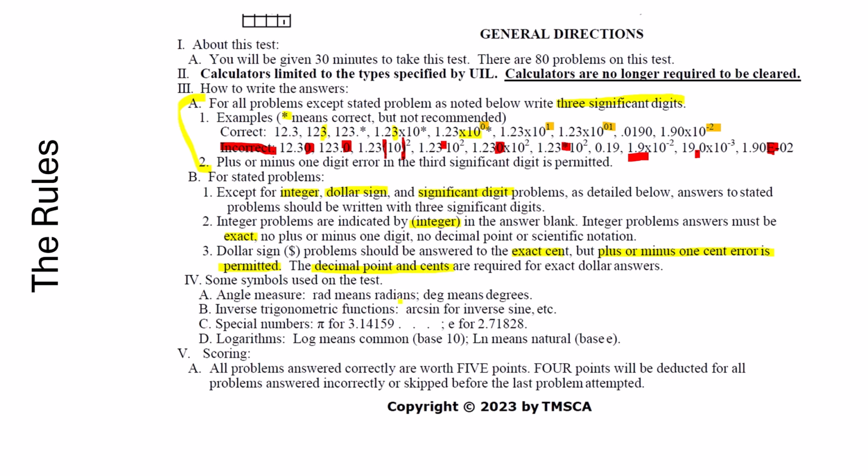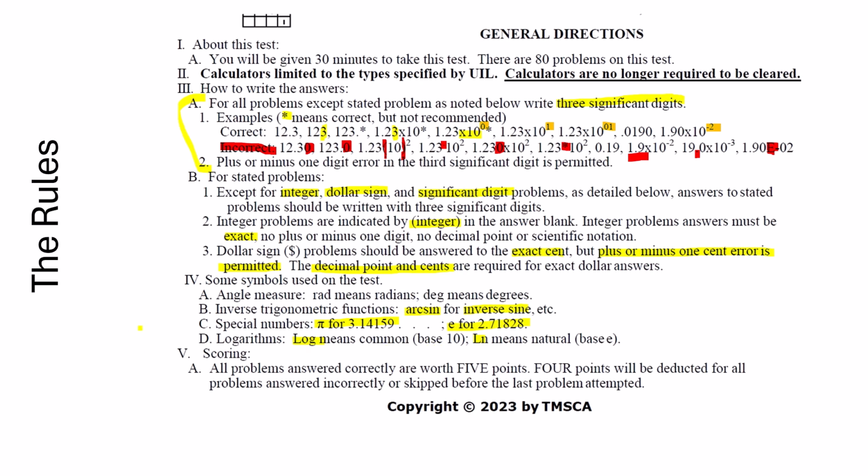Okay. You may see some symbols on the test like angle measure, rad means radians, DEG means degrees. Inverse trigonometric functions. So arcsine is the inverse sine, right? And then special numbers like pi. So pi is 3.14159, and there is a button on your calculator to do that. If you want to see some tips on how to set up your calculator, I have shared a special intro video, which hopefully you watched before contest day. E, there's E, and it's also on your calculator. Logarithms, log means log base 10, ln means log base e, or the natural log.